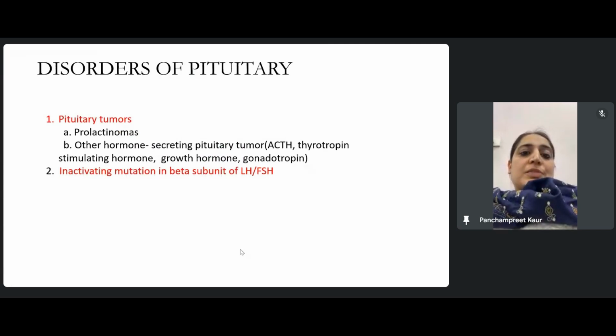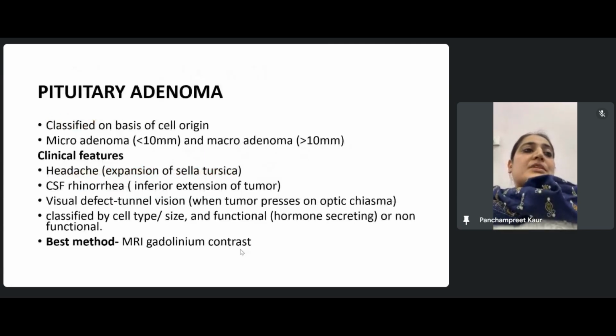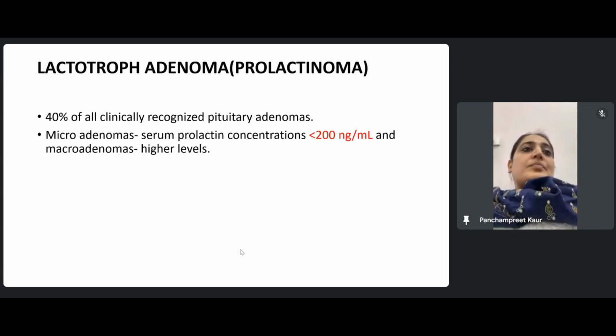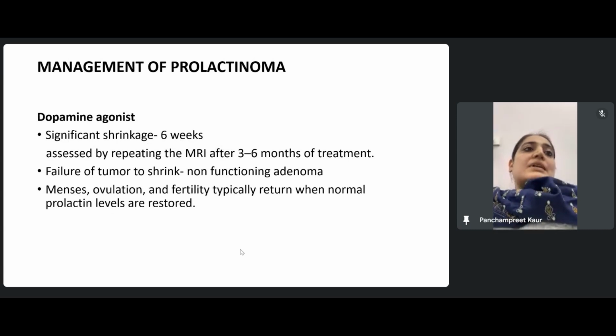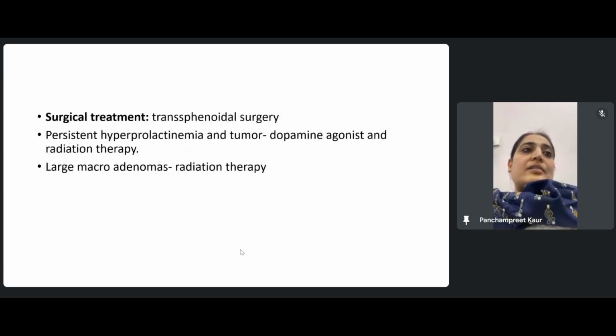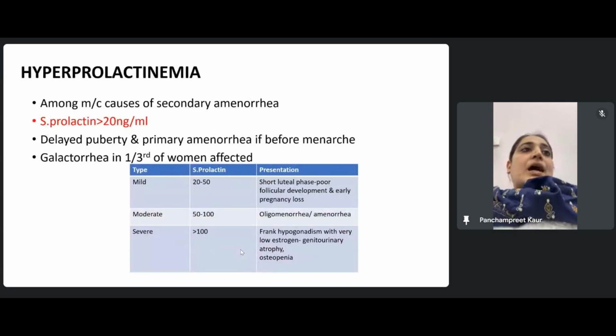So we'll be discussing this just slightly. It can be because of tumors or an inactivating mutation of the beta subunit. The pituitary adenoma might present with headache, rhinorrhea, tunnel vision if it presses upon the optic chiasma. The best method to diagnose is MRI with gadolinium contrast. In microadenomas, the serum prolactin levels are less than 200, and macroadenomas have higher levels. The treatment of choice is dopamine agonist, and we have to reassess by repeating an MRI after 3 to 6 months of treatment. Menses, ovulation, and fertility typically return when normal prolactin levels are restored. The surgical treatment, if required, will be transsphenoidal surgery, and large macroadenomas might require radiation therapy.